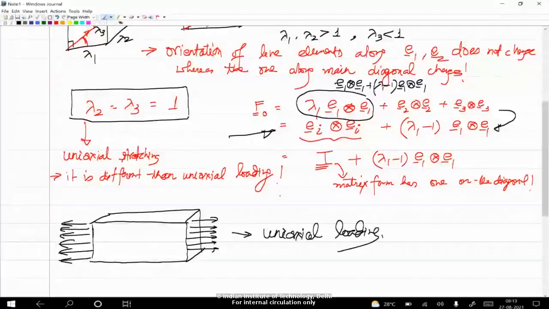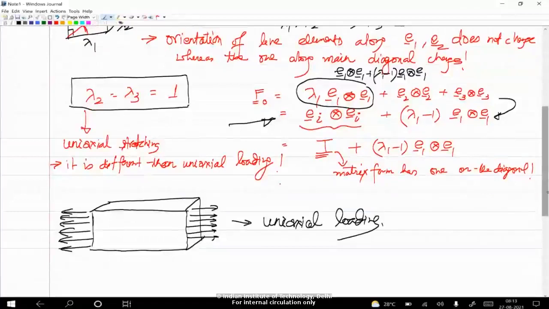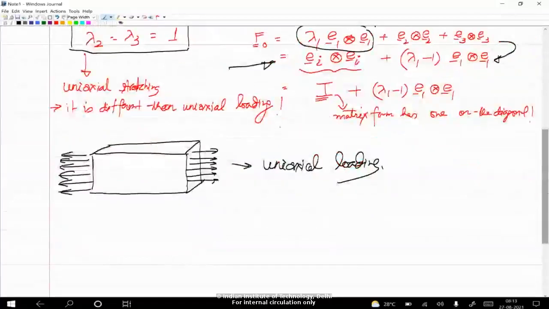So as the lateral directions do not have lambda equal to 1, it does not correspond to uniaxial stretching. Uniaxial stretching is, I would say, more difficult to attain. Somehow you have to constrain the body so that it does not contract in the lateral direction due to Poisson's effect. But theoretically you can think of such a deformation. All right.